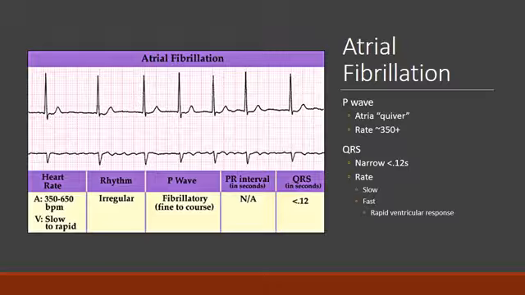massive uncoordinated filling of the ventricles, and then a rapid decline in ability to lead to decreased cardiac output, and the patient becomes symptomatic. And this can be a very, very bad downward spiral.